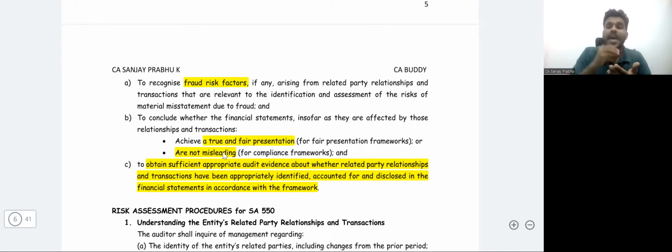Second, if the entity has entered into any transaction with the related party, the auditor should see whether there are any fraud risk factors. Third, if the entity has any transaction with the related party, the auditor should see that the financial statement is achieving true and fair. In the same way, the auditor should ensure that it is not misleading anyone. Fine, agree to this? Okay.